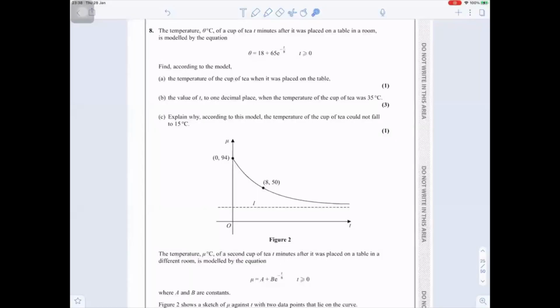Question number 8. The temperature theta degrees Celsius of a cup of tea at t minutes after it was placed on a table in a room is modeled by the equation theta is equal to 18 plus 65 e to the minus t over 8. Find, according to the model, the temperature of the cup of tea when it was placed on the table.